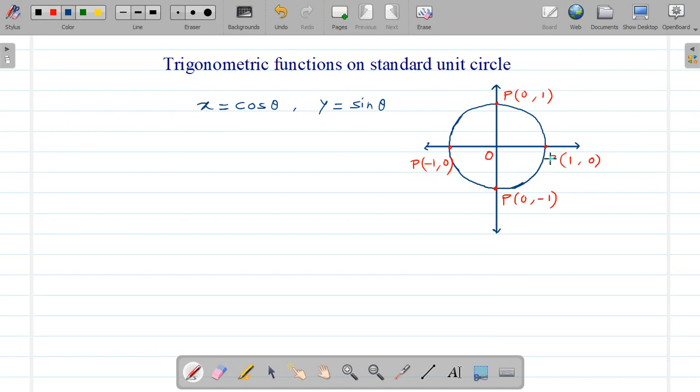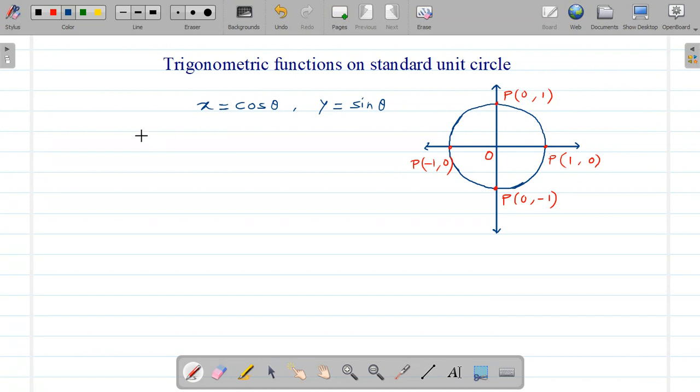If you have the point P here, then the coordinates are 1, 0. Then this 1 is nothing but the value of the cos ratio for the corresponding angle, and 0 is the value of the sin ratio for that particular angle. So if you take any point on the circumference of a circle, always remember x coordinate is equal to cos theta and y is equal to sin theta.